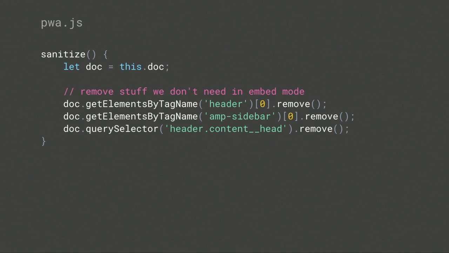But if you don't need that stuff while in embedded mode, you can actually remove those things before you give it to the AMP shadow library. You just remove the header, remove the sidebar, etc. So this is actual code from the demo.